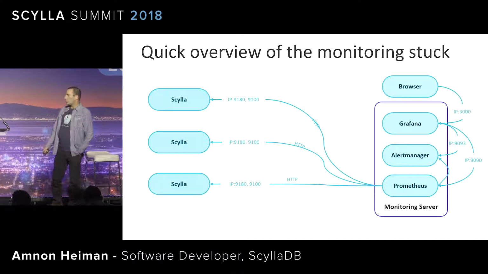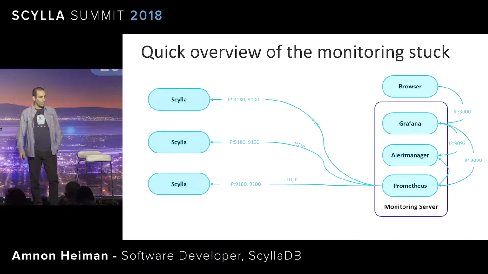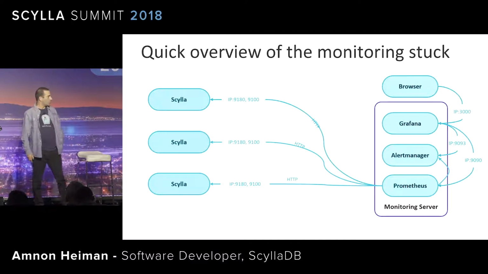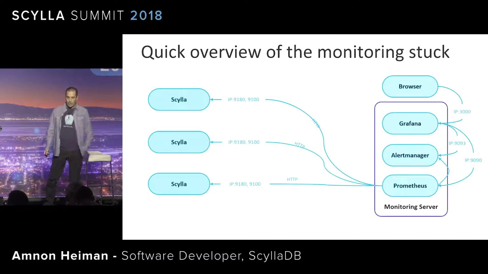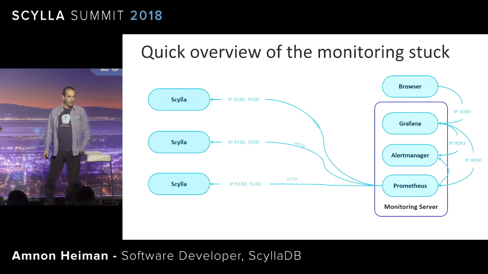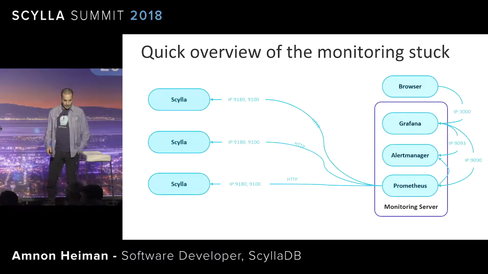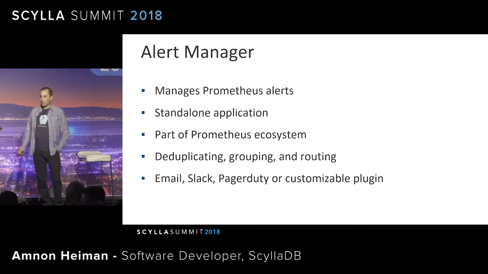Let's start with a short overview of the monitoring stack. We use Prometheus for gathering metrics and store them. For dashboard creation and viewing, we use Grafana. Now, Prometheus, aside from gathering metrics, it can also generate alerts. We use the Alertmanager to receive those alerts and serve as another data source for Grafana, so those alerts can be viewed on the dashboards.